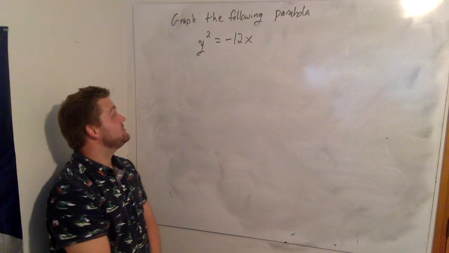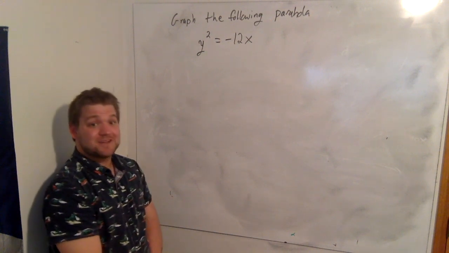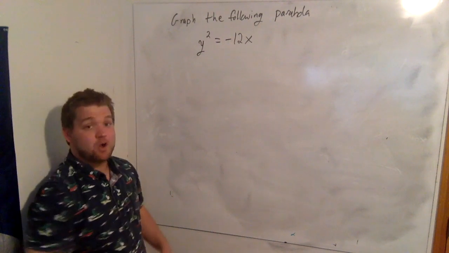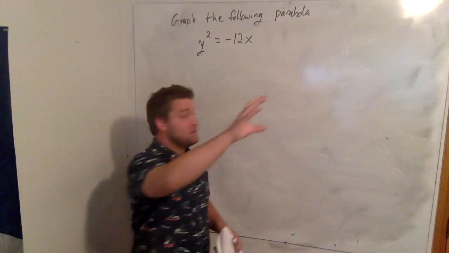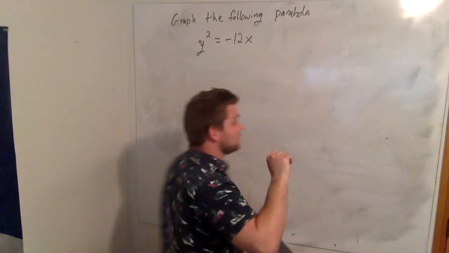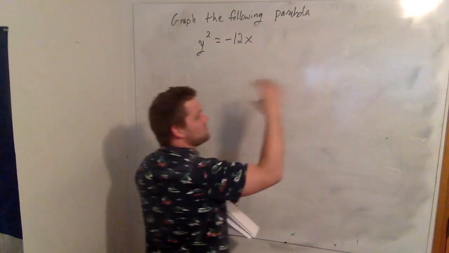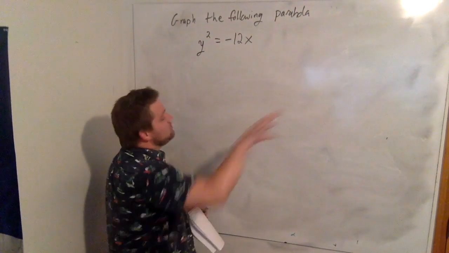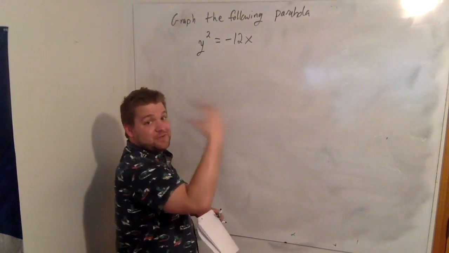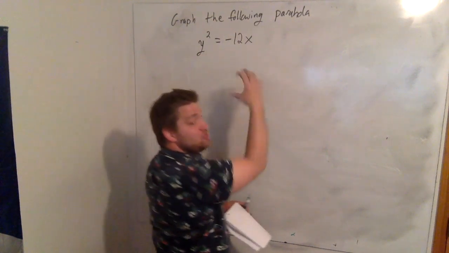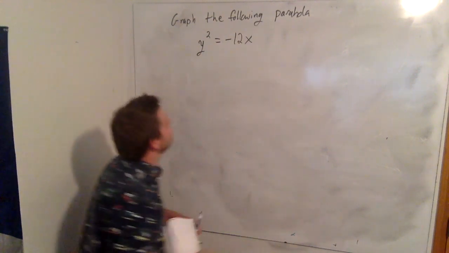Okay, let's do it. Let's first think about which orientation we'll have here. I'm seeing a y being squared, so that's going to be a parabola that opens up to the right or to the left. Which one is it going to be? Well, there's a negative value here, so it should be opening up to the left.